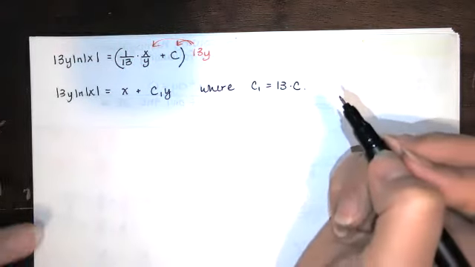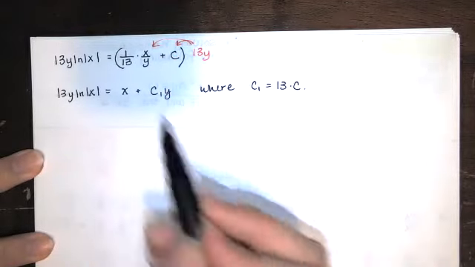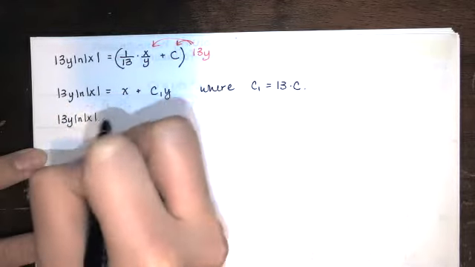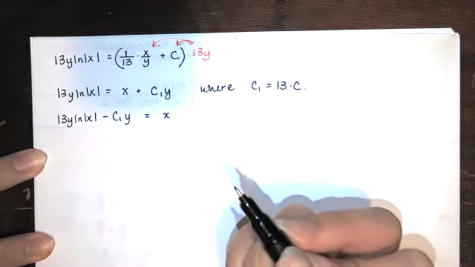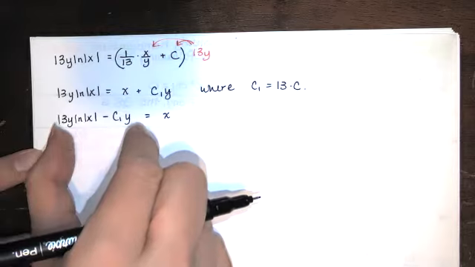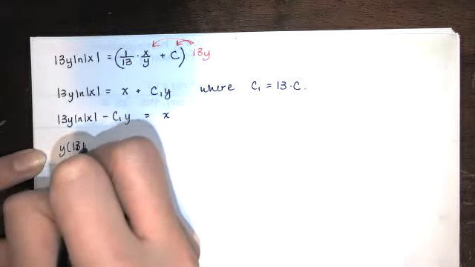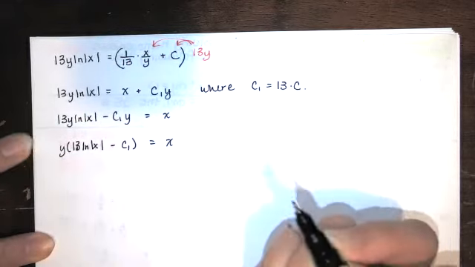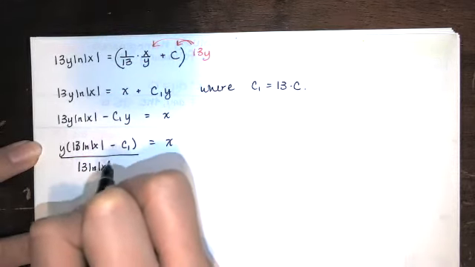We're still trying to get y by itself. So I would subtract c1 times y from both sides in order to get all of the y's on the left-hand side. Because that's going to get us closer to solving for y. Then we'll factor out the y. And then divide by this expression so that y is by itself.